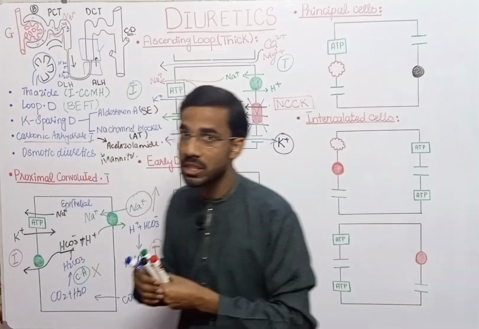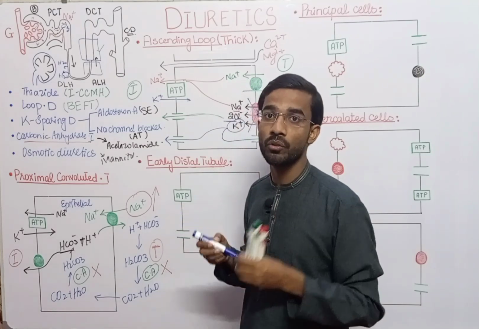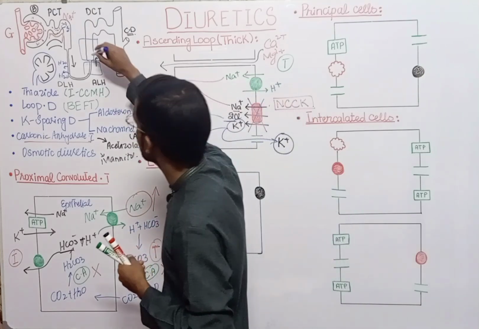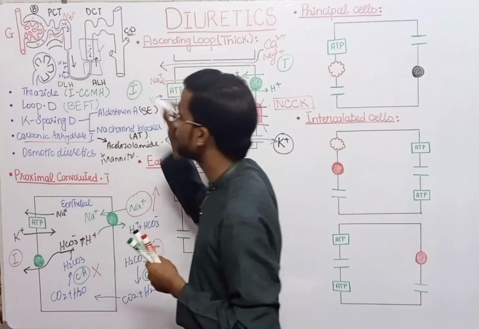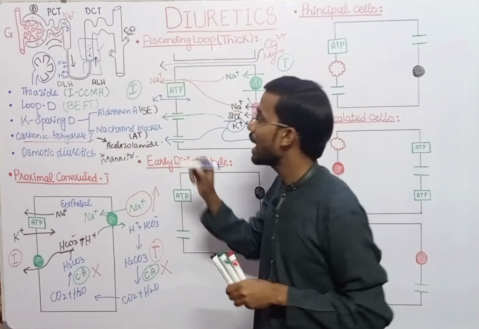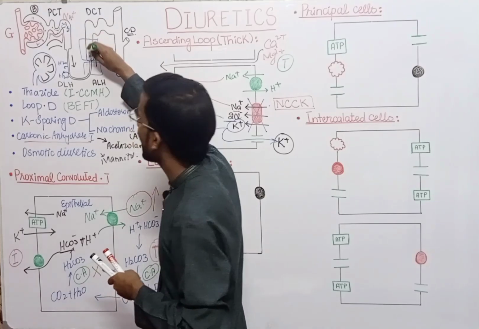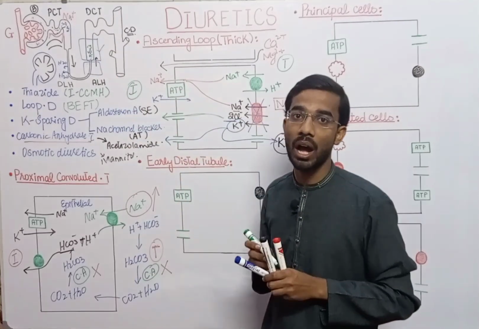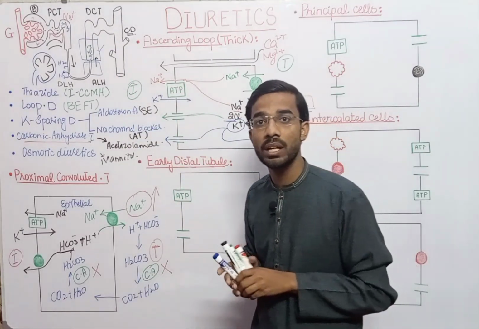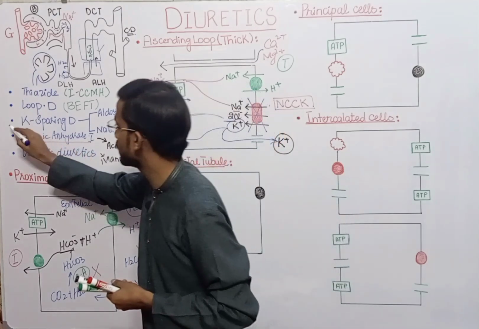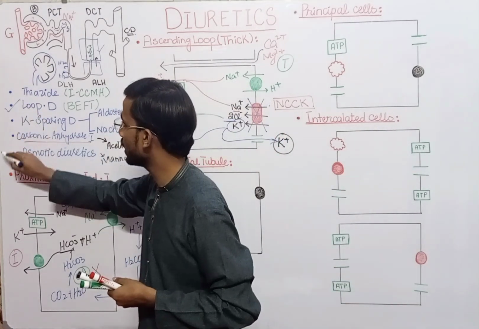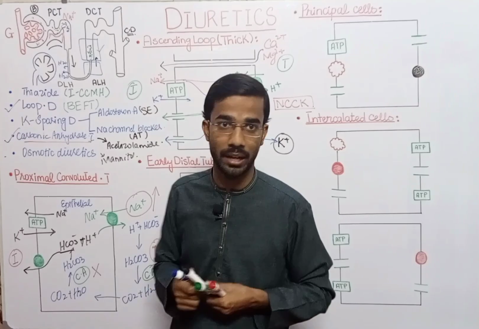Then the overall concentration of the filtrate, or the amount of urine, will increase. In that situation, solute is retained in this region, the ascending loop, and along with it water is also retained. So the overall volume will also increase if we use a loop diuretic. So this is the loop diuretics, and we have discussed carbonic anhydrase.